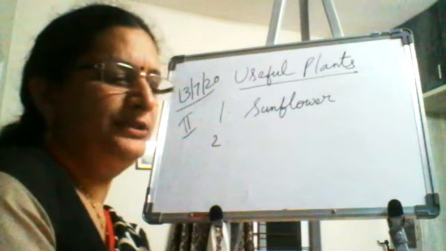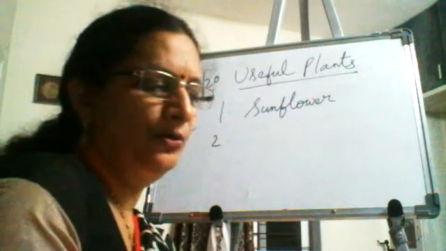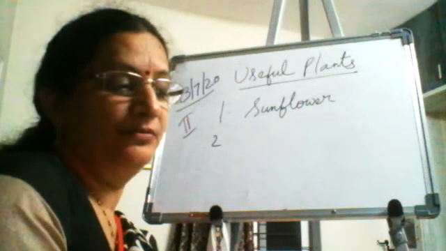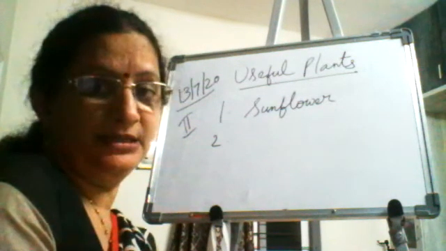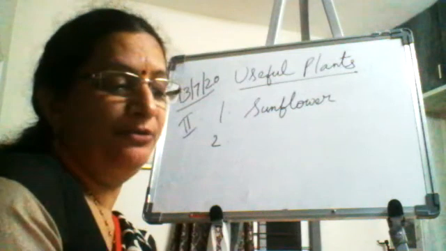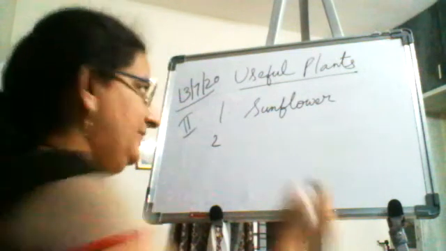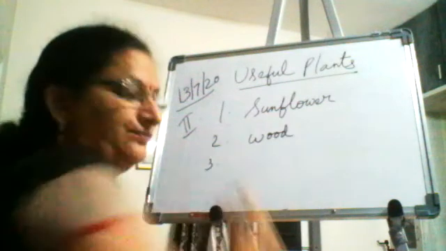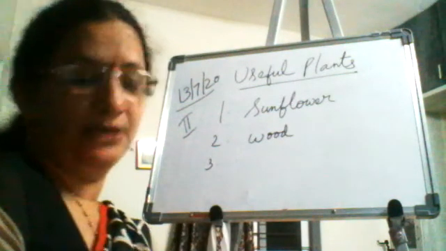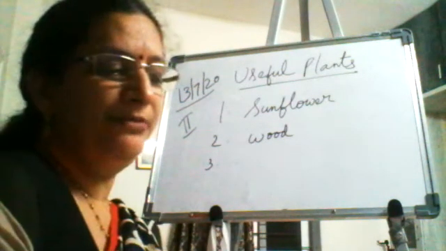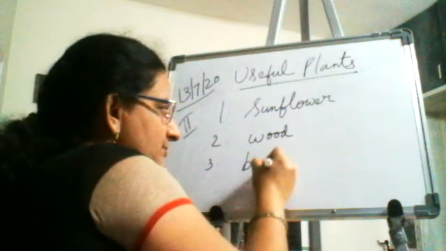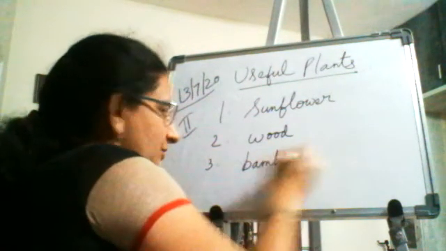We use dash for building our homes. What do we use? I told you while discussing. We get wood from the plants. Very good. That is the wood. Question number 3. We make paper from dash plant. Everybody knows bamboo because we did a lot of learning.